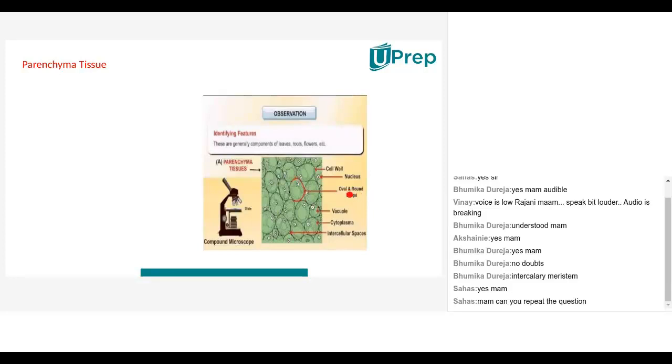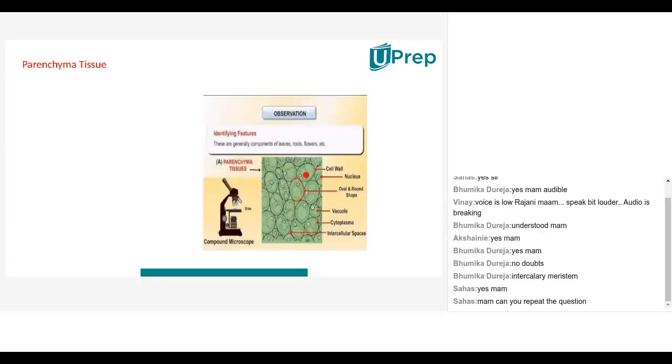Then each cell has a nucleus which is clearly visible, but other than the nucleus, you have a large vacuole inside each cell. Observe the picture clearly. You have a big vacuole in each and every cell. The vacuole is big when compared to the small nucleus. That's the second important feature.